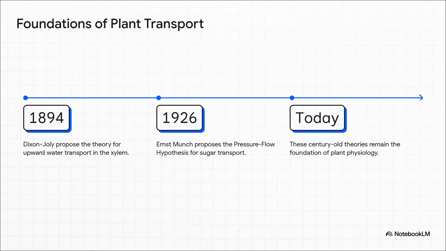And you know, these ideas are old, like really old. The whole pulling water up concept is from 1894. That's before we even knew what an electron was. The pushing sugar down part is from 1926, and for basically a century, this has been the final word on the subject. But according to our source, these old theories are just riddled with problems.